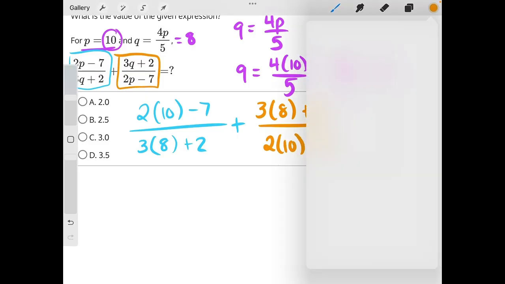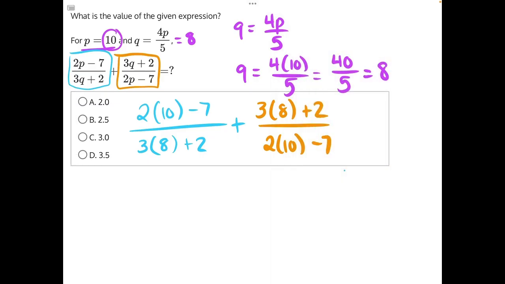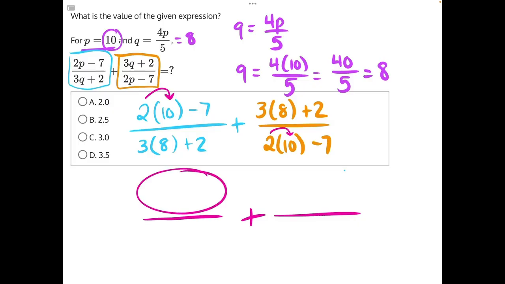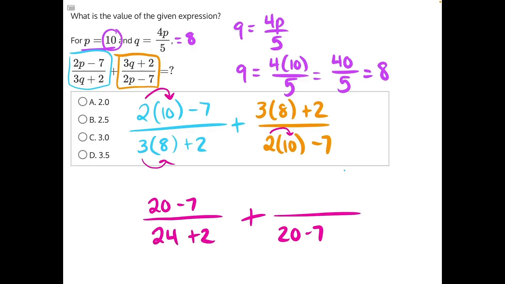And now we just need to simplify. 2 times 10 in our numerator here and in our denominator here would give us 20. So let's do this. I'm going to set up our two fractions so that we can input our answers here and here since they match. 2 times 10 will give us 20 minus 7, 20 minus 7. And then we have 3 times 8, which would give us 24 plus 2, and 24 plus 2.